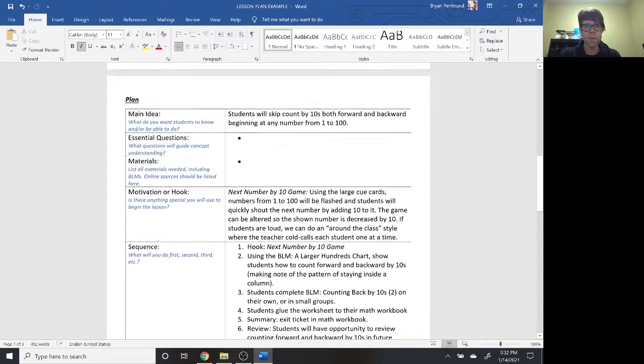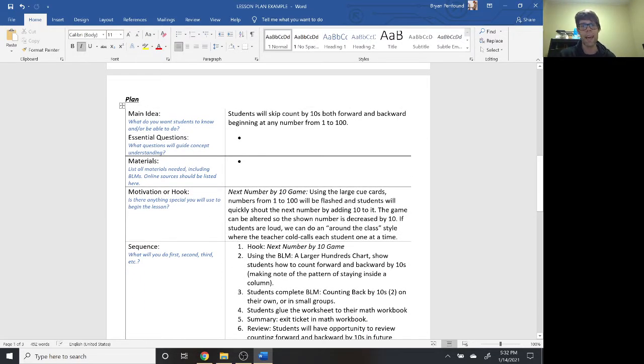So what I did next was I moved into the plan. I tried to think about my plan of attack, what I might want to do to open this mathematical lesson, how I want to go through the teaching aspects of this particular lesson, and how I want to close this lesson.